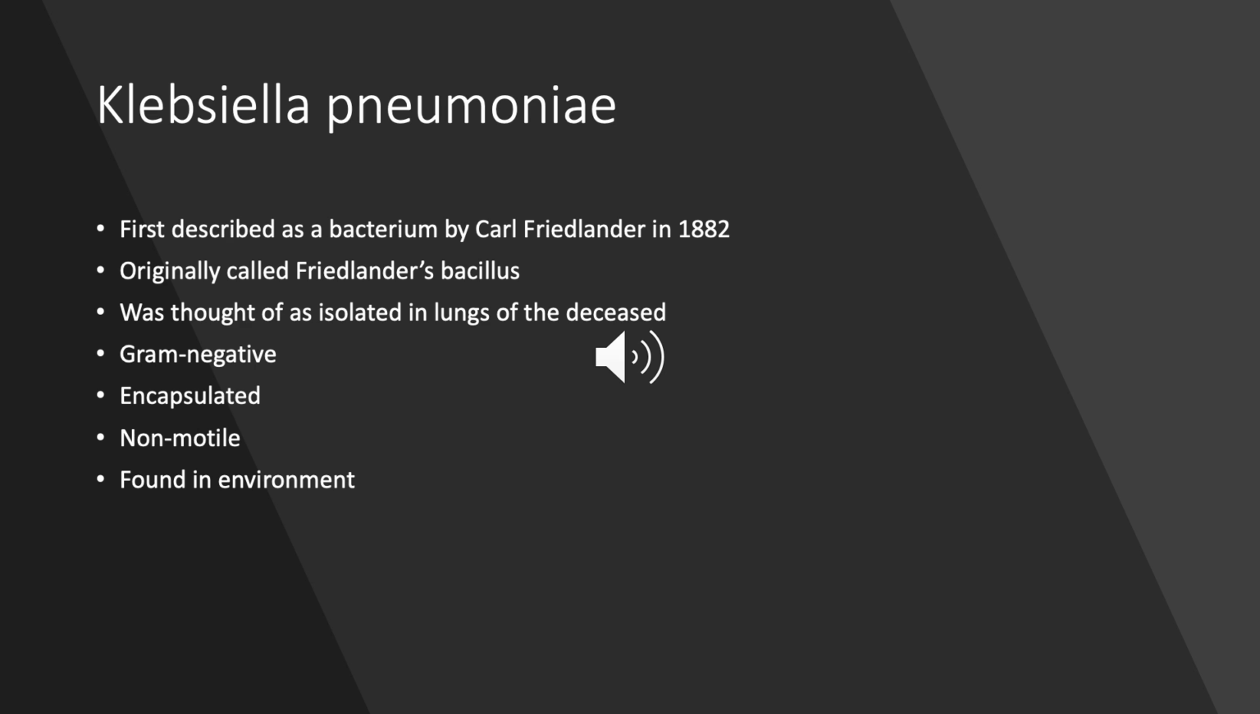Klebsiella pneumoniae was first described as a bacterium by Carl Friedlander back in 1882. It was first named after him, and they called it Friedlander's bacillus. This organism is gram-negative, encapsulated, and non-motile. It is commonly found in the environment, and it was first described as a bacterium that was isolated from the lungs of deceased patients whose cause of death was pneumonia.